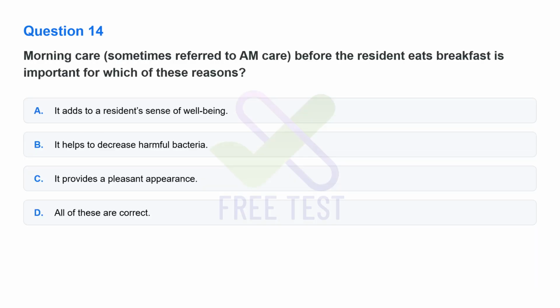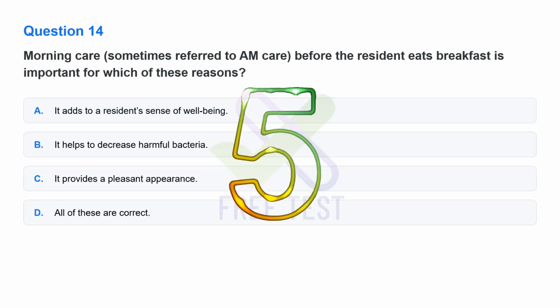Morning care, sometimes referred to as AM care, before the resident eats breakfast is important for which of these reasons? A. It adds to a resident's sense of well-being. B. It helps to decrease harmful bacteria. C. It provides a pleasant appearance. D. All of these are correct.